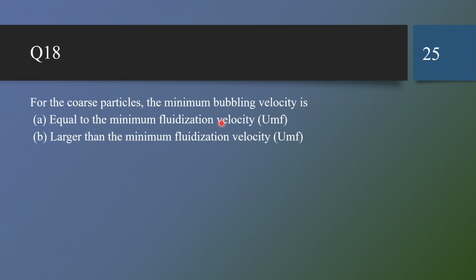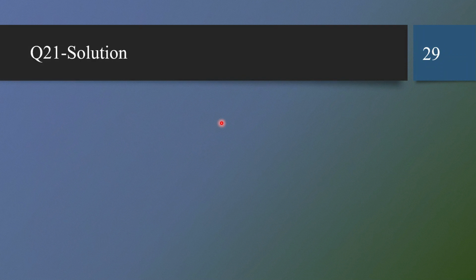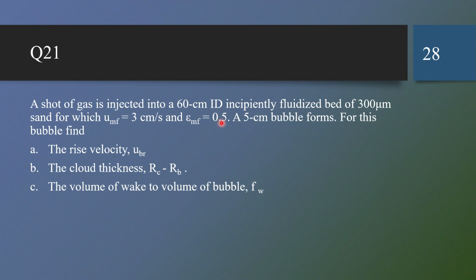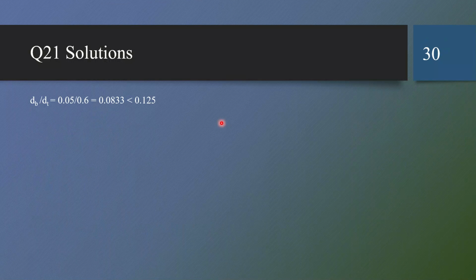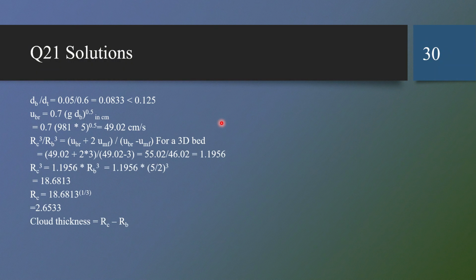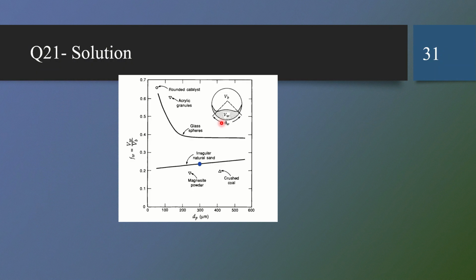Towards the end we saw two problems. The first one was to find the bubble rise velocity and the cloud thickness, that is, cloud diameter minus the bubble diameter, and the volume of the wake to the volume of the bubbles. This one we saw inside an incipiently fluidized bed, and we used these formulae. And for the volume of wake to the volume of bubble, that is the fraction FW, we used this chart.